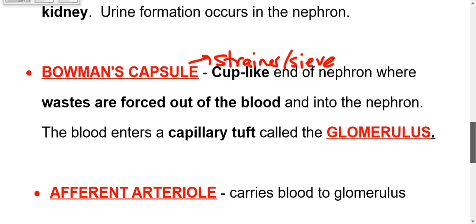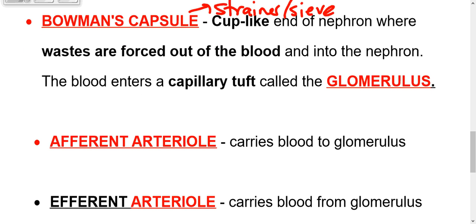So we'll go into a diagram of what that nephron looks like in a minute, but the nephron has a Bowman's capsule, and sometimes this is called the glomerular capsule, but the Bowman's capsule is like a strainer or sieve. So it's a cup-like end of the nephron where wastes are forced out of the blood and into the nephron. So blood enters through a capillary tuft called the glomerulus. The glomerulus is kind of the blood network, and basically it shoots everything like the end of a hose into this cup called the Bowman's capsule. And anything small enough to fit through will get filtered into the Bowman's capsule. Anything that's too large will stay in the blood.